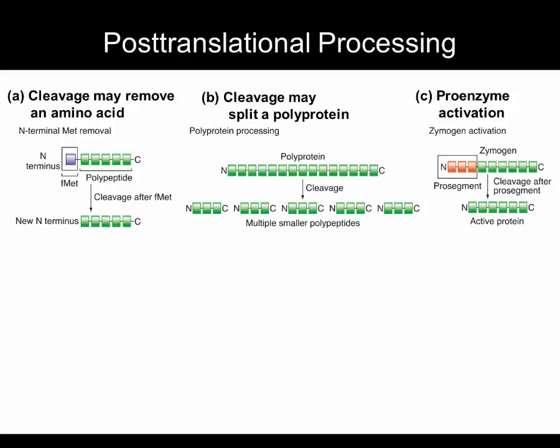Sometimes, extra amino acids are present on a protein specifically to suppress its function until the cell is ready for it to act. Zymogens, or proenzymes, are kept in inactive states. But when a portion of the protein called the pro segment is removed, the enzyme is activated.